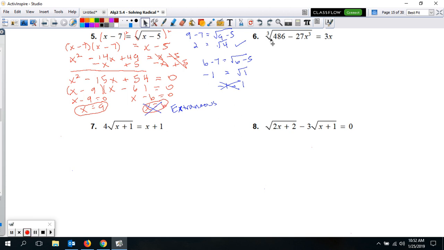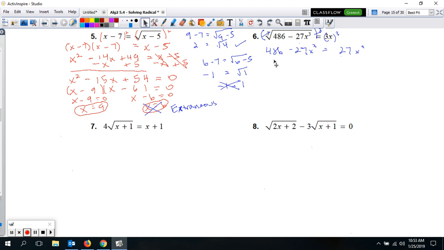All right, number 6. We're going to come and first get rid of our root symbol here. We're going to cube both sides because it's a cube root. We're going to cube this 3x to the third power here. So now 3 to the third power is 27. So we get our 486 minus 27x cubed out from under here. And now 3 to the third power is 27, and we have an x cubed.